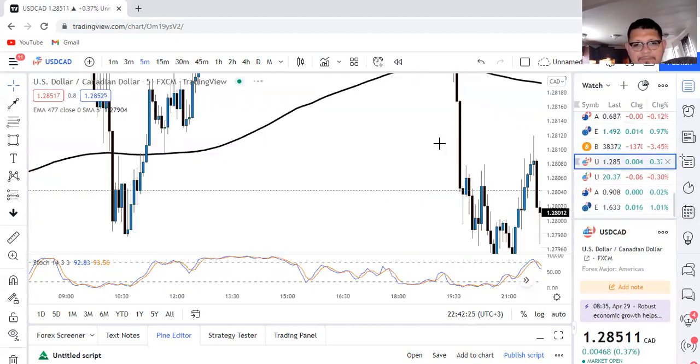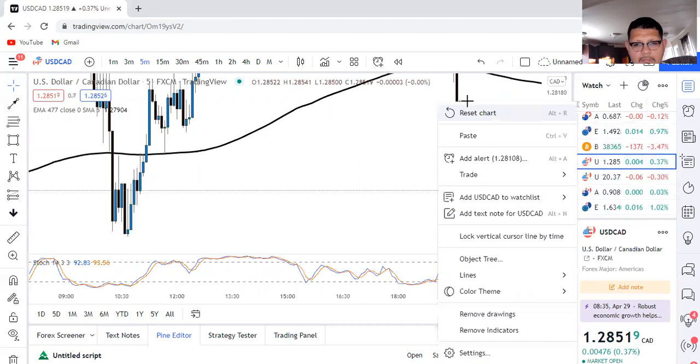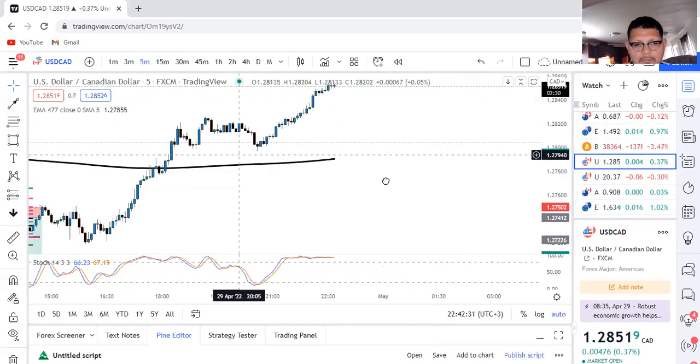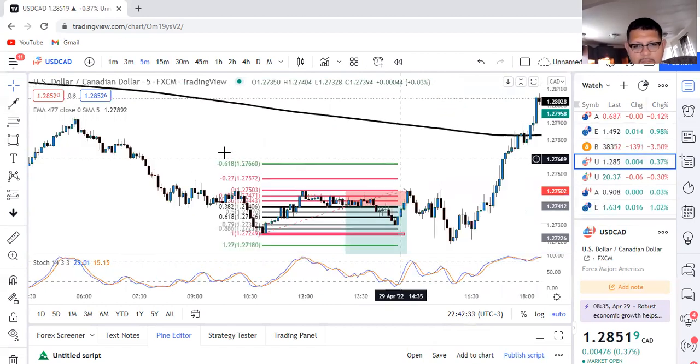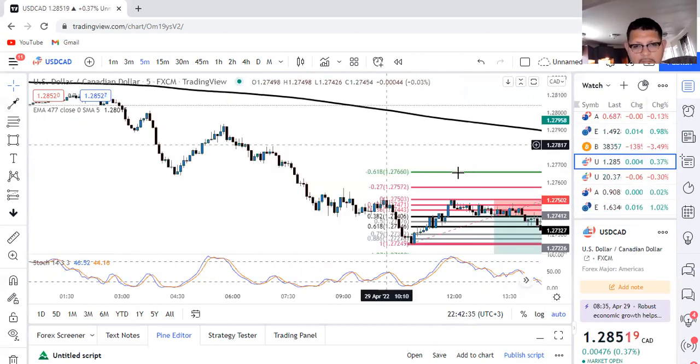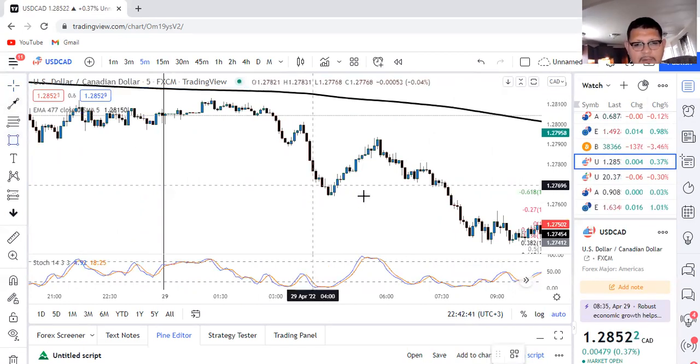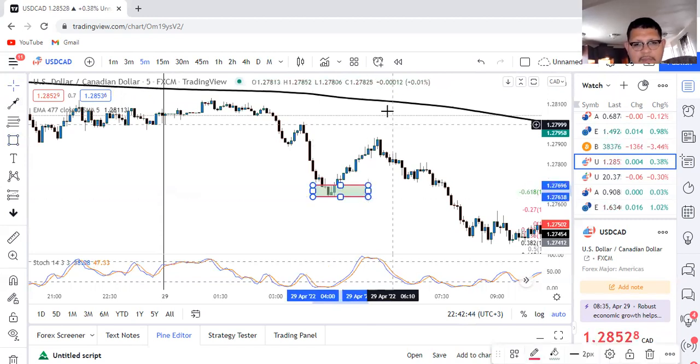USD CAD. Look at this one. I'm sure here, and this is just today, I'm sure here we had one, right? Price was nice and significantly below the 477 moving average. We'll go down to the 15-minute time frame.